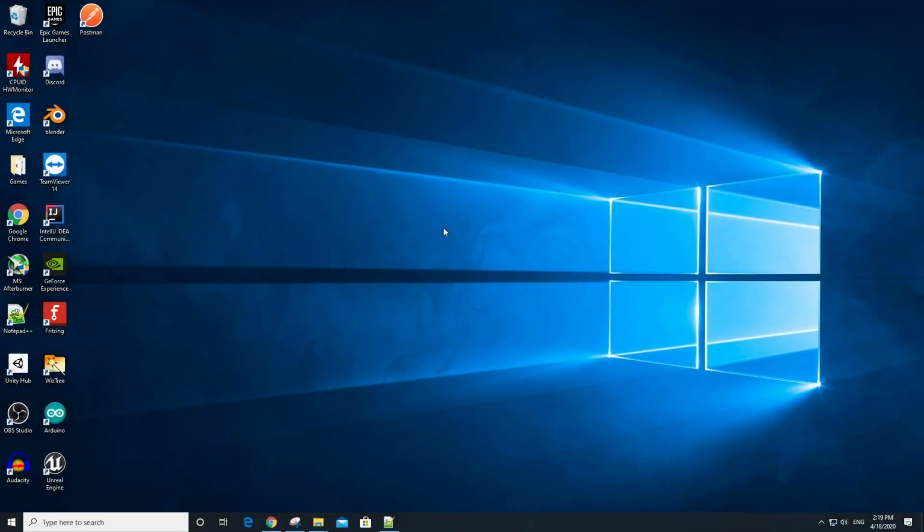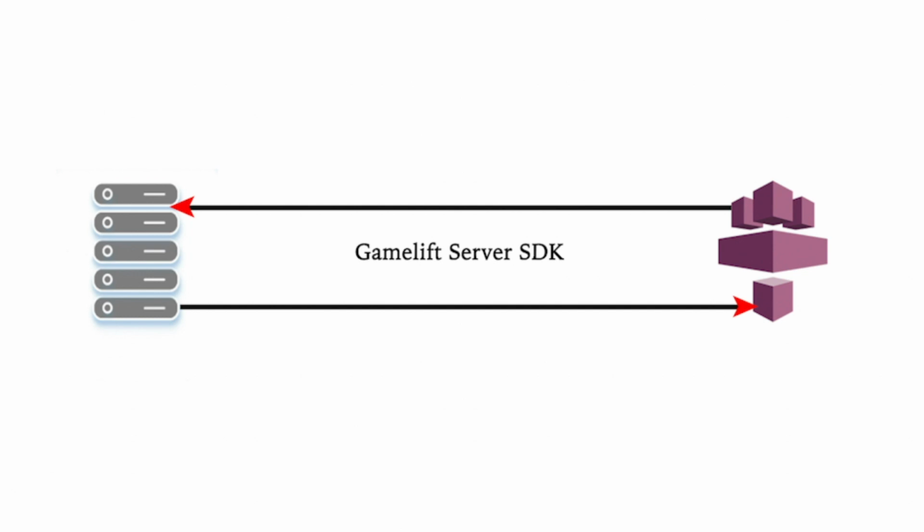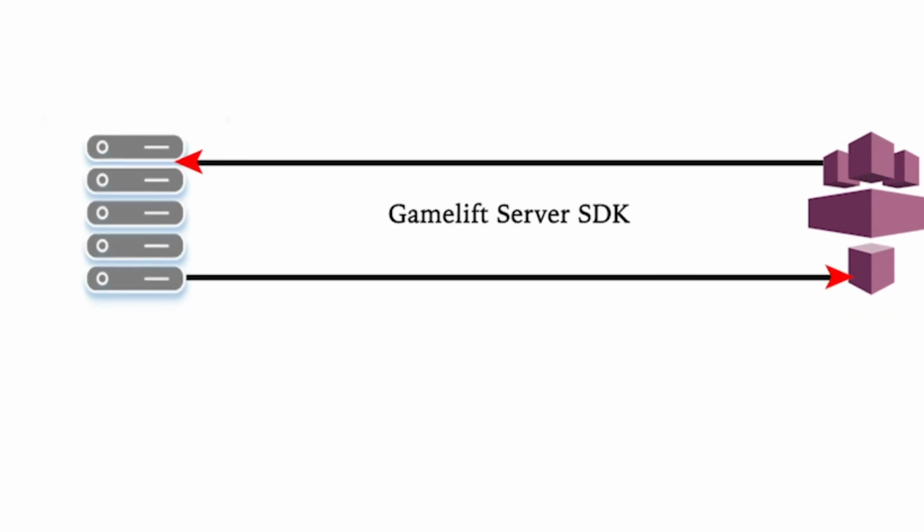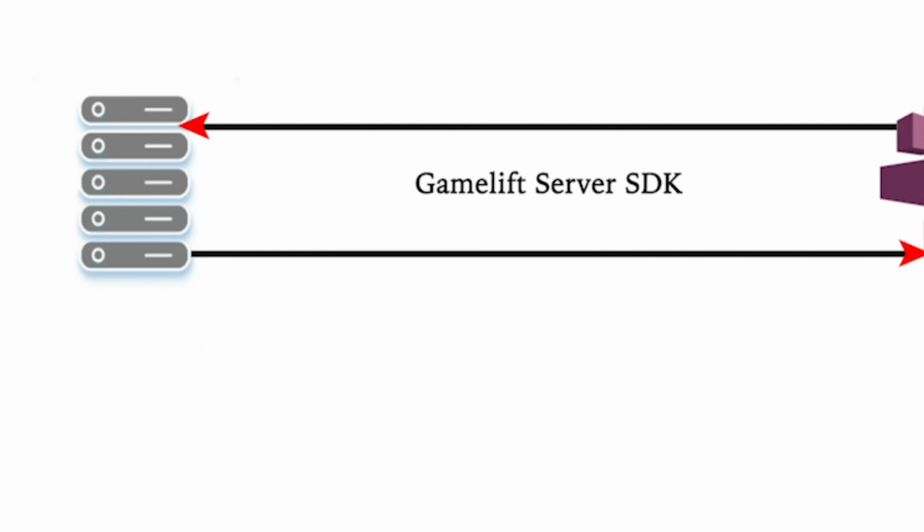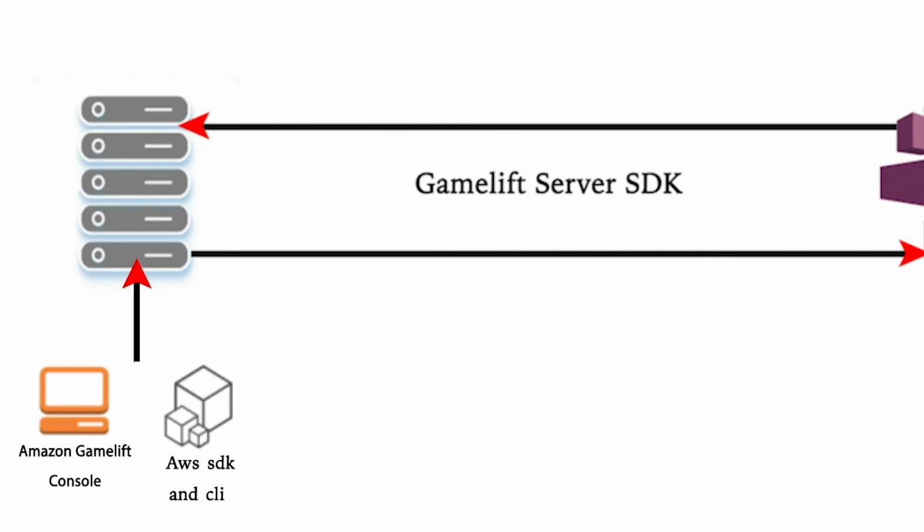Everyone, welcome back. In this part of the tutorial, we will go over how to upload an Unreal Engine server build to Amazon GameLift, as well as how to create a fleet with your game server build. We will be using the AWS CLI, short for Command Line Interface, to upload our server build, and we'll use the GameLift console to create our fleet.